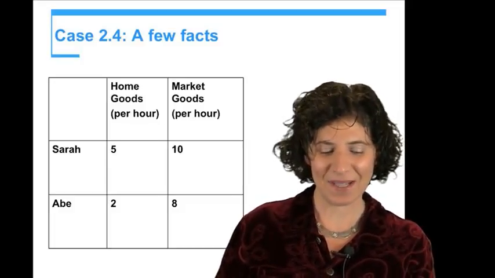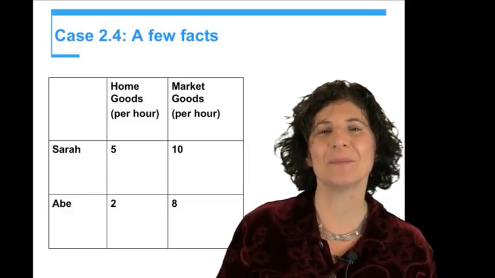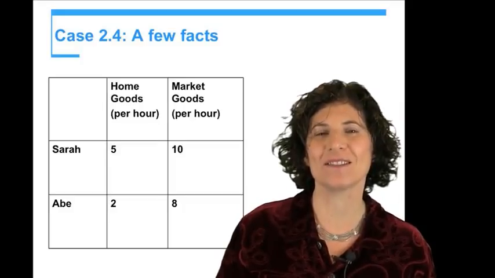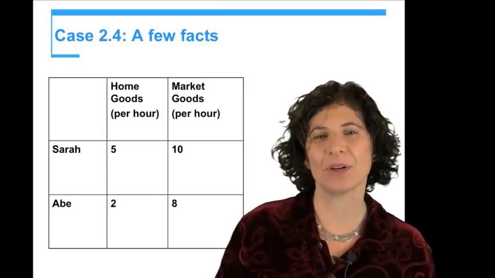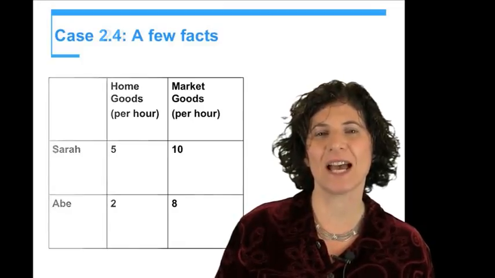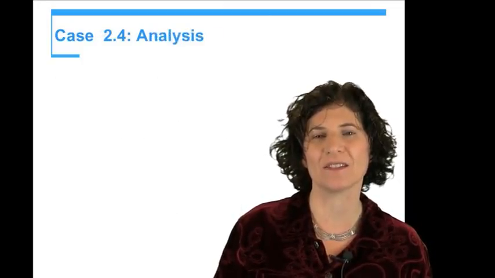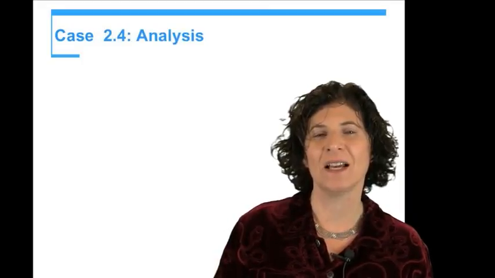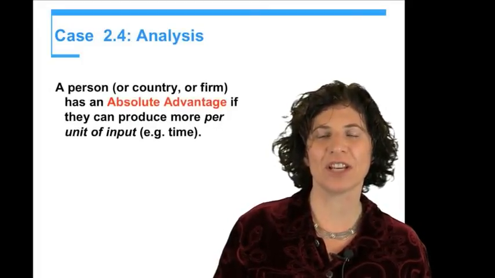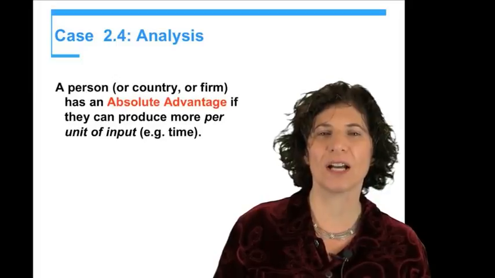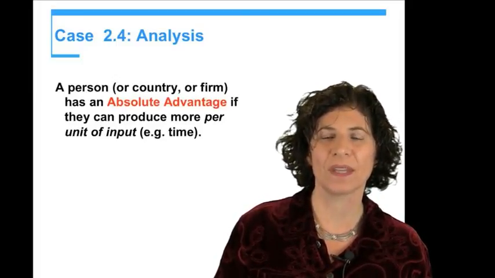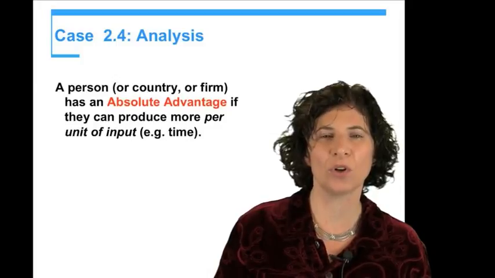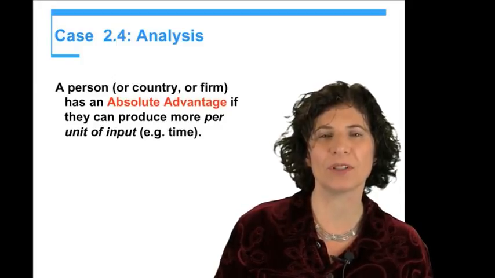Either way, let's give a formal definition to being better. The sense in which Sarah is better at both tasks is that she has an absolute advantage in each of these tasks. So let's give the formal definition. A person or a country or firm has an absolute advantage if they can produce more per unit of input.